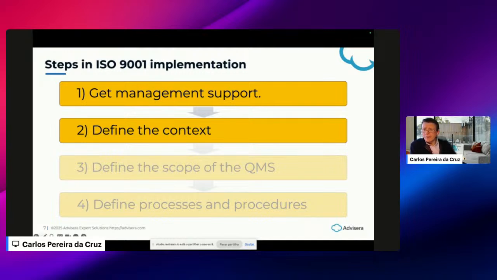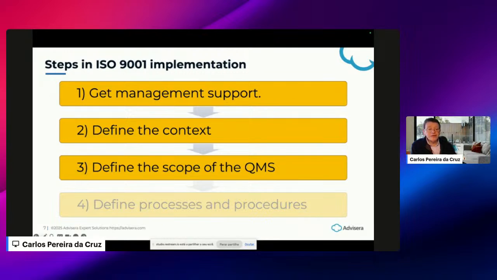Okay, so about the context, be aware that, for example, if your organization works with volume, what is relevant in terms of context is normally very different from what is relevant for an organization that works, for example, based on innovation or design or customization. So be aware of that. Now, define the context. Now, step number 3, define the scope of the QMS.